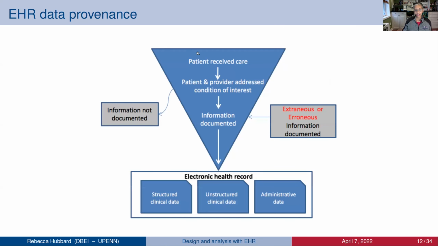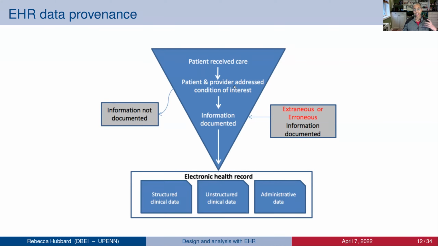This is a schematic illustrating what I think of as the EHR data provenance process, which is essentially a filtering down of the information that we ultimately end up with in the electronic health record. I think that people who don't have hands-on research experience using EHR data have a little bit of a misconception that EHR data represent the health of patients. And in fact, EHR data are a very imperfect representation of a subset of the population that we really want to be studying.